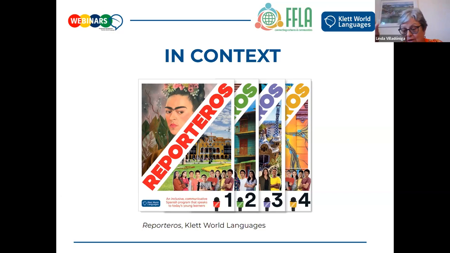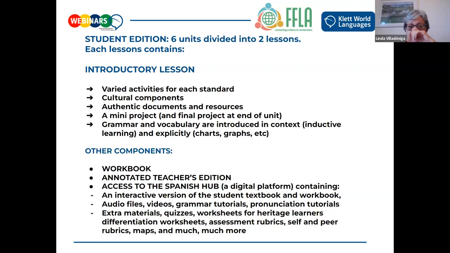Okay, so the student edition is divided into 6 units, and each unit is divided into 2 lessons. Each unit consists of an introductory lesson, and then lesson 1 and lesson 2, and they are integrated. Not integrated in the sense that they're all one thing. There's a very definite lesson 1 and a very definite lesson 2. The introductory lesson for level 1 is your basic vocabulary. For levels 2 and 3, it's kind of like a review of the previous level, just to get the kids back into the groove.